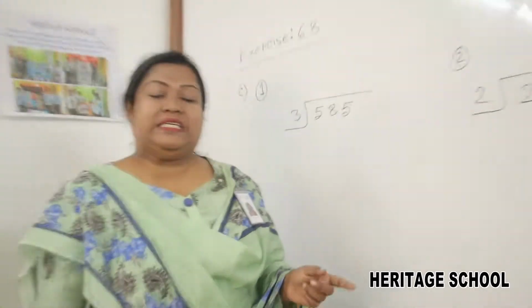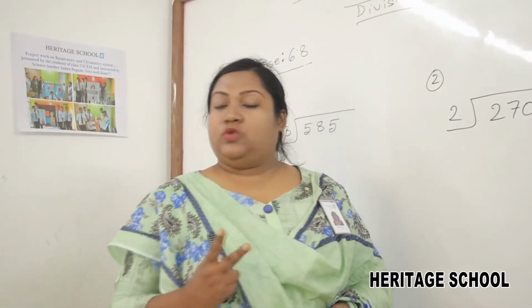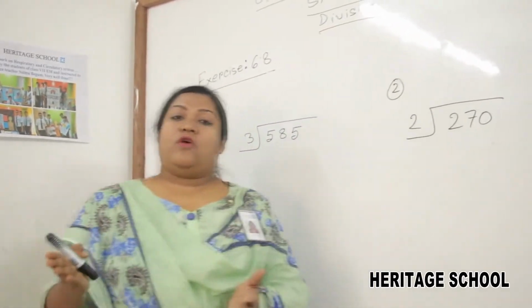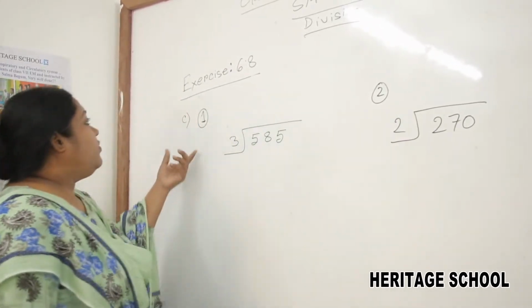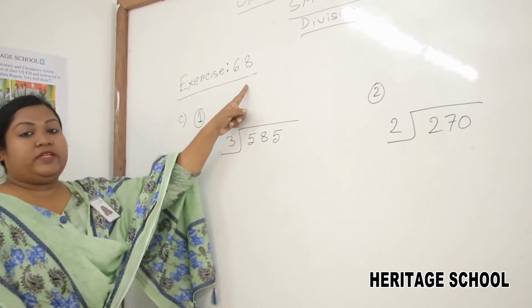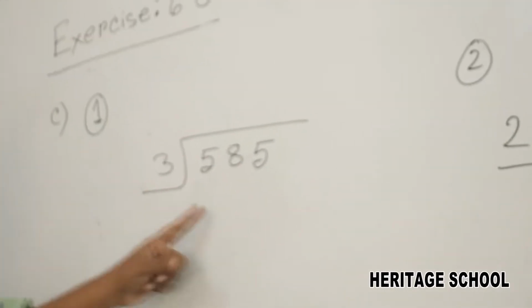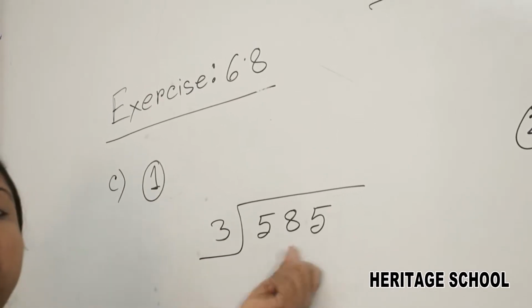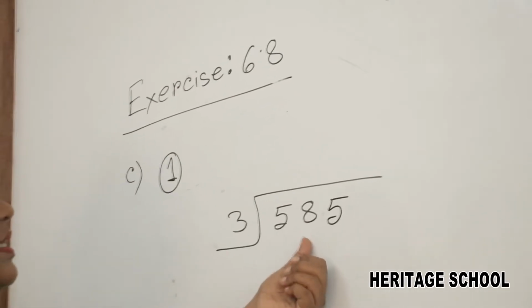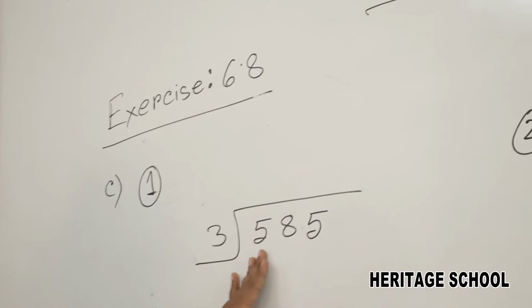From 6.6 exercise, we already did number 2 maths. I hope that the rest of all maths you can solve in the same way, same rules. Now, from the next exercise, 6.8. Here our division is the same, but how many digits are here? 3 digits: ones, tens, and hundreds. So 3 digits are there.